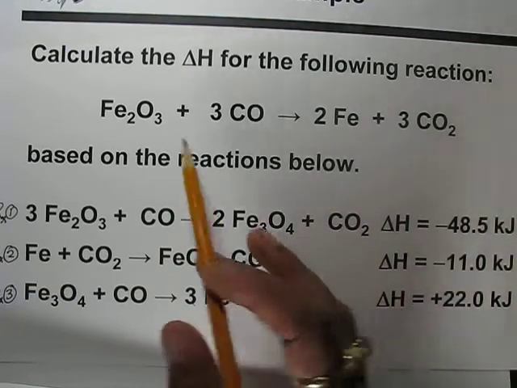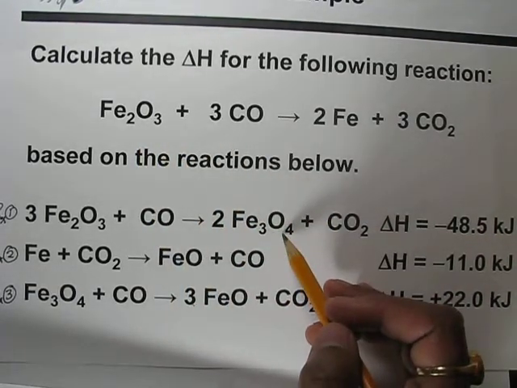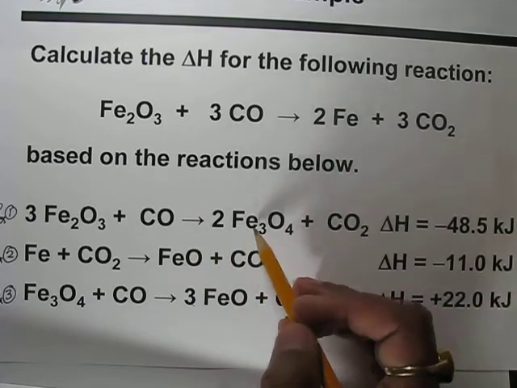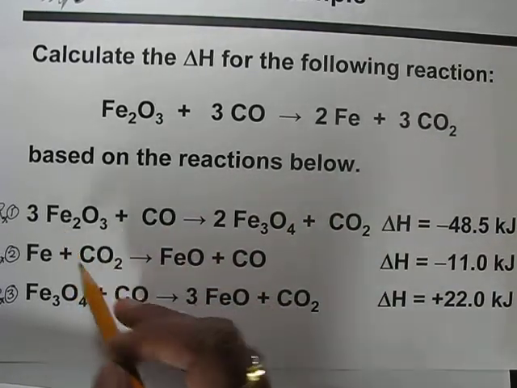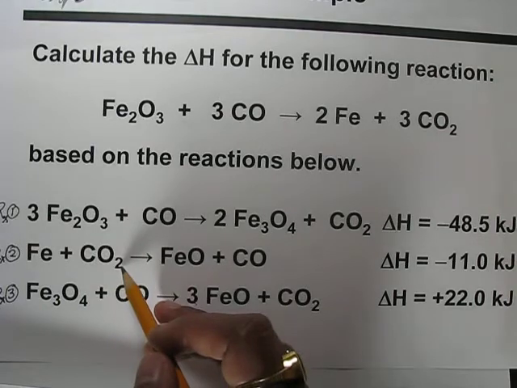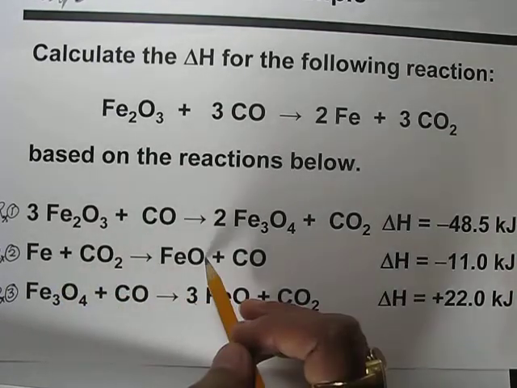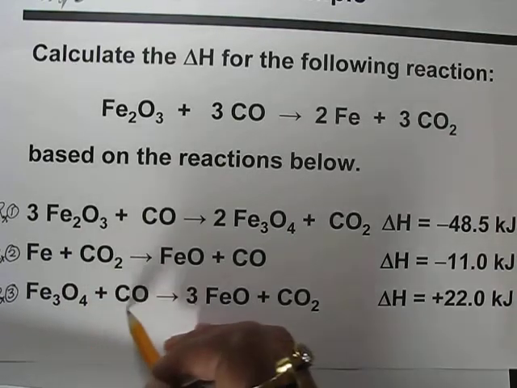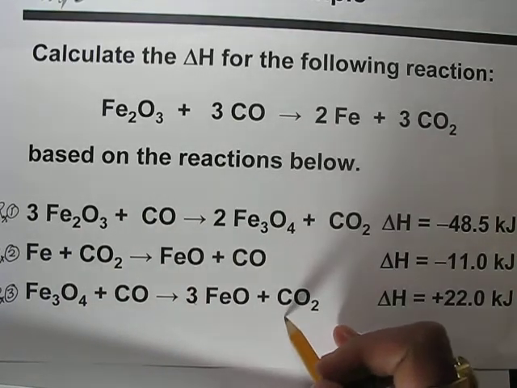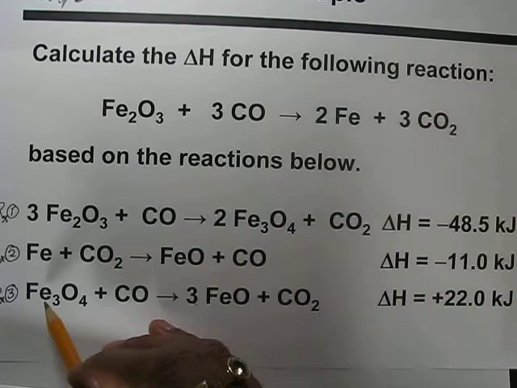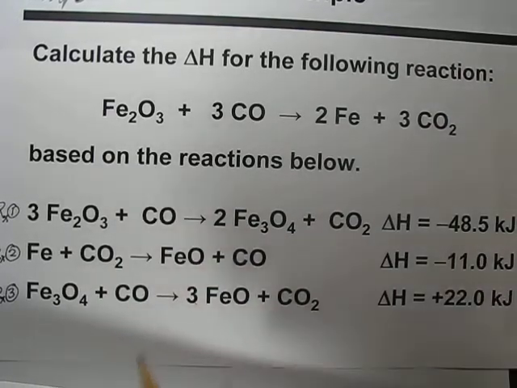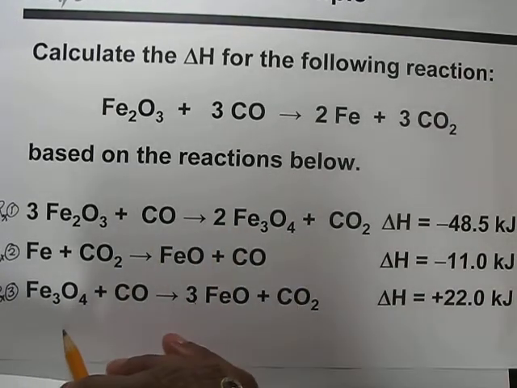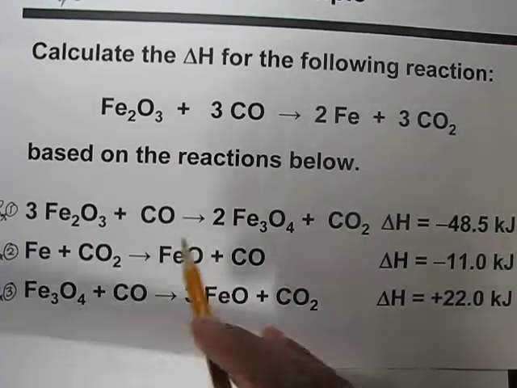We need not change Fe3O4, but leave it as such. In the second reaction, iron must be on the product side, but this is on the reactant side. And then in the third reaction, carbon dioxide gas and Fe3O4. So probably this will not be changed.